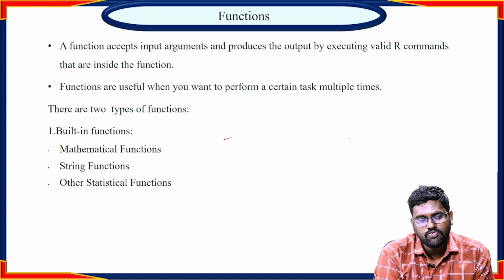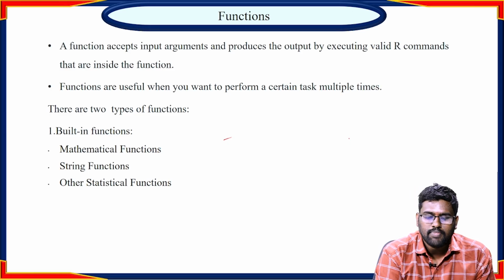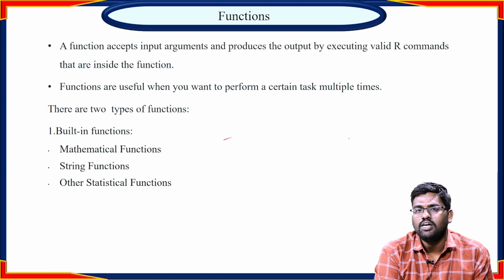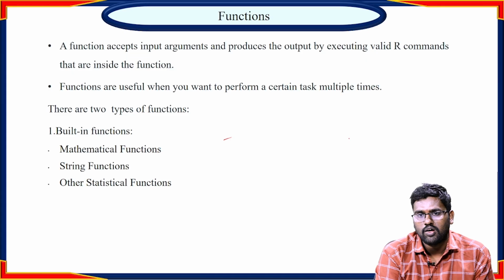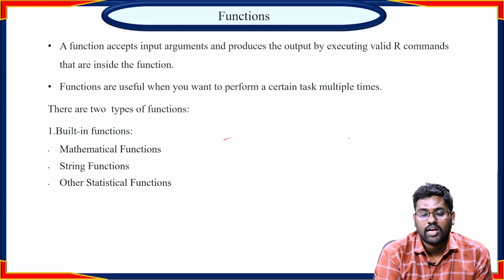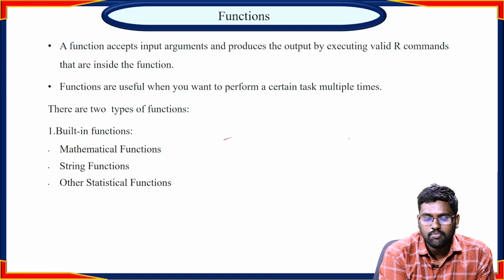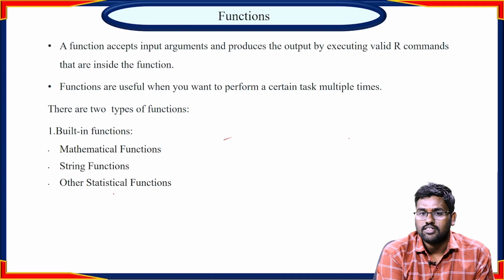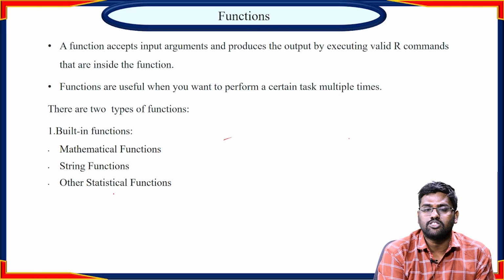Mainly the built-in functions are divided into three types: mathematical functions, string functions and statistical functions. Mathematical functions are things like square root, minimum of the value, maximum of the value, mean of the value. String functions are things like string concatenation, finding string length. And the last one, statistical, means things like variance, mean, median.